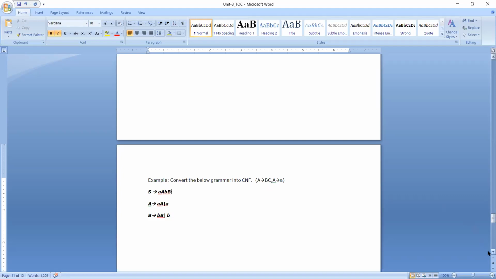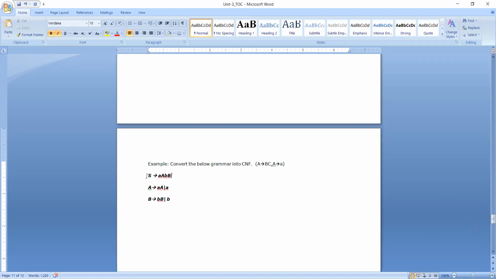Now just check all these productions. Totally we have five productions. Out of all these productions, how many are already in the CNF? Now please observe here, we have four symbols available. And you can see here, we have a terminal followed by a variable, terminal followed by a variable. So this grammar is not in the CNF.